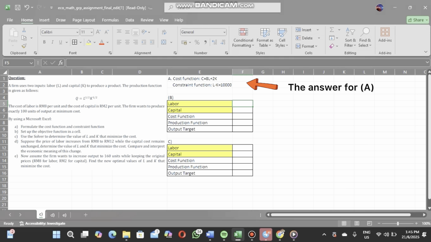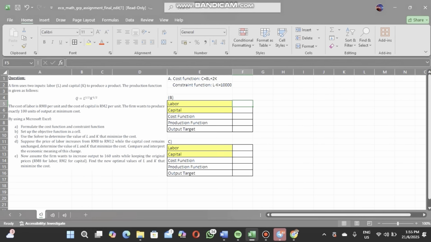For the constraint function, basically the formula is labor times capital equals production. For this question, labor power 1 over 2 times capital power 1 over 2 equals 100 units. I've moved the power 1 over 2 to the right, so the production becomes 10,000. So now let's move on to question B.